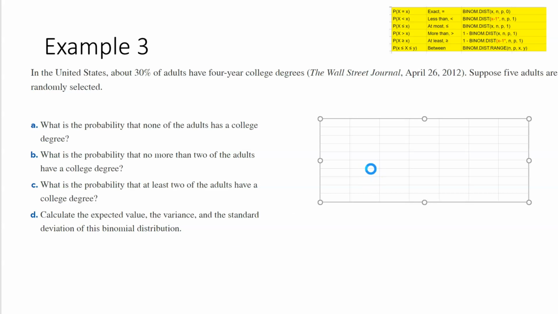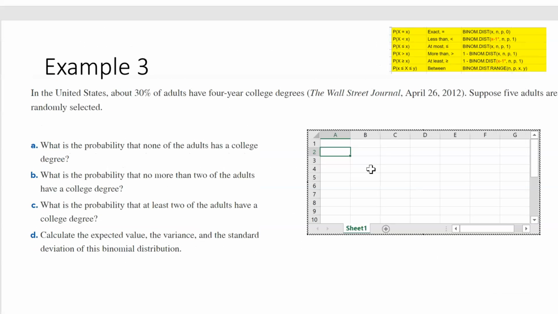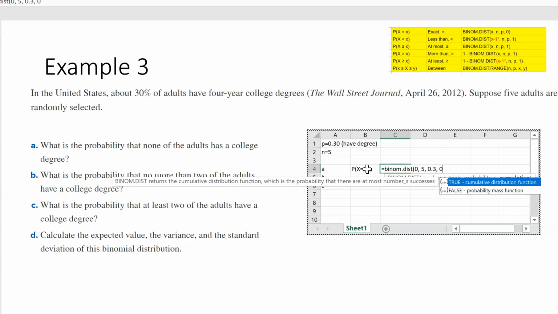So here we are told in the U.S. about 30% of adults have a college degree, 4-year college degree, so 0.3, have degree. And now we're talking about 5 adults randomly selected, so our n is 5. Okay. So A, what is the probability that none of the adults have a college degree? So X is equal to 0. So that would be exact binomial distribution. We're talking about 0 have it out of 5 people we're asking, and 0.3.